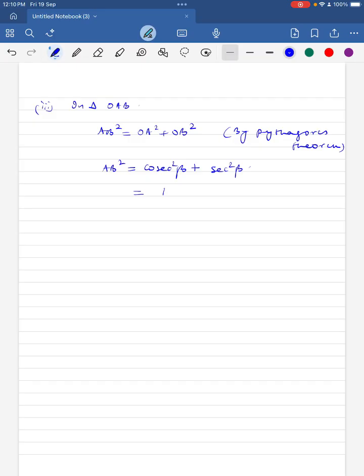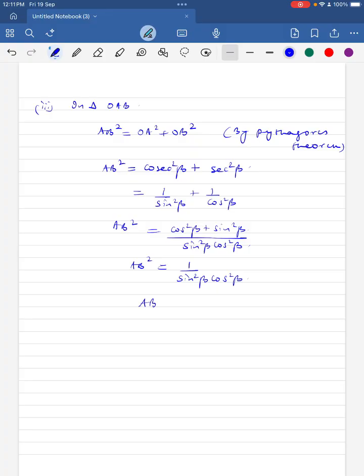Okay, so that's equal to 1 by sin squared beta plus 1 by cos squared beta. And that's equal to cos squared beta plus sin squared beta by sin squared beta times cos squared beta. I just made the denominator the same. Okay, we know the identity sin squared beta plus cos squared beta is equal to 1. So I can replace the numerator with 1 by sin squared beta times cos squared beta. So AB squared, so AB would be square root of 1 by sin squared beta times cos squared beta, which gives me 1 by sin beta times cos beta.